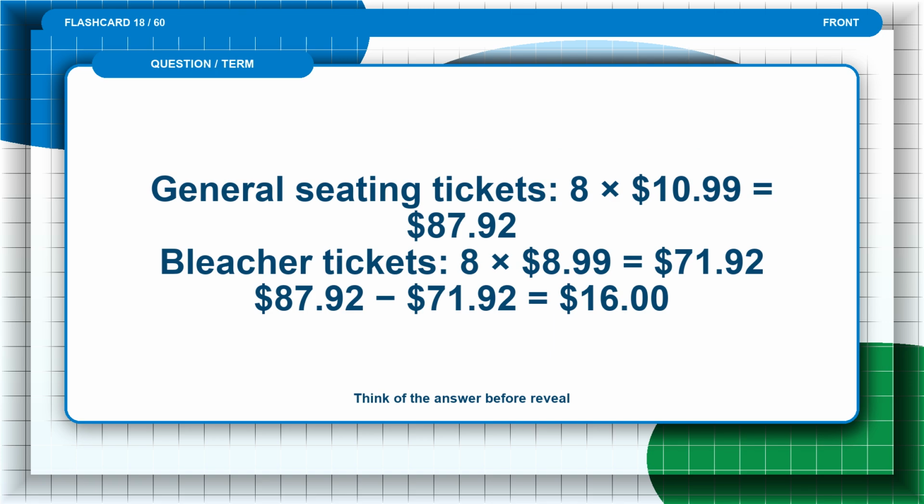Flashcard 18. General seating tickets: 8 times $10.99 equals $87.92. Bleacher tickets: 8 times $8.99 equals $71.92. $87.92 minus $71.92 equals $16. Think of the answer before the reveal.